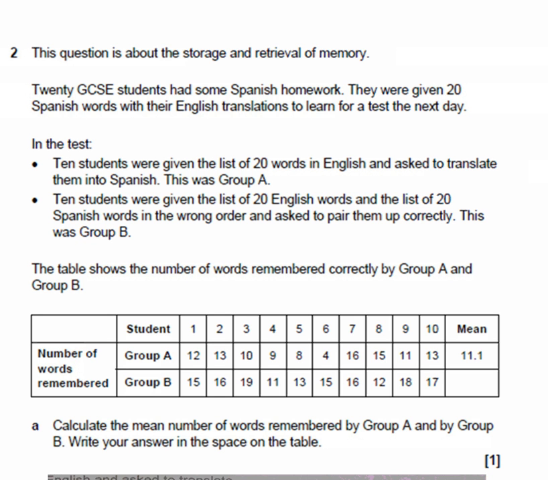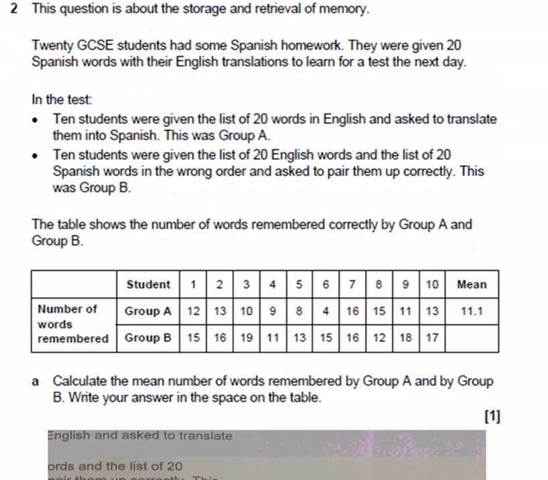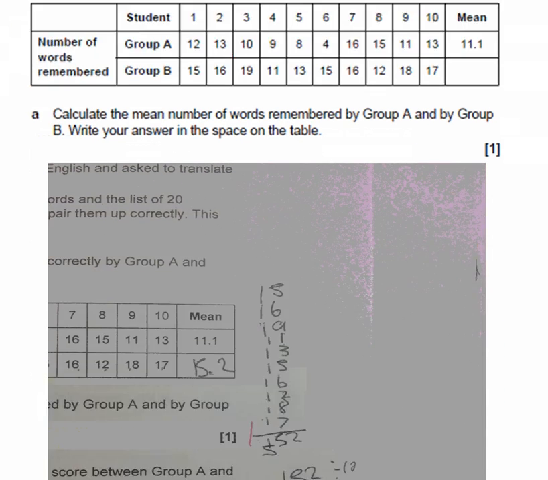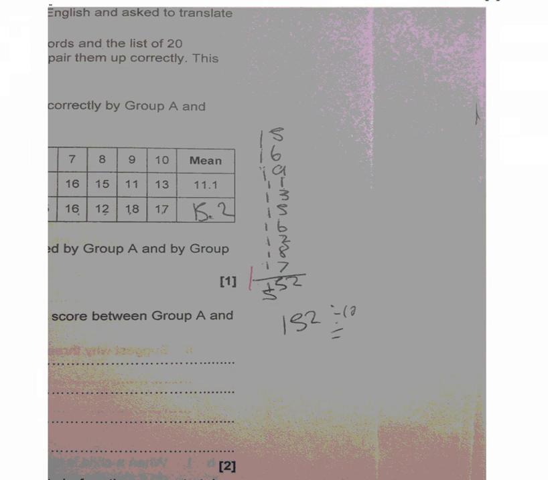And let's see what we're being asked. So we are being asked to calculate the mean number of words remembered by Group A and by Group B. Write your answer in the space below. So Group A has already been done for you. So let's take a look at what we should have got. Got an example of a student's work here. So let's just take a look at this.